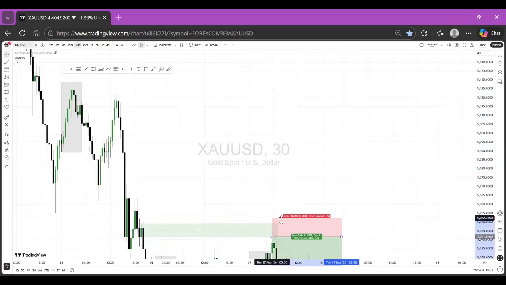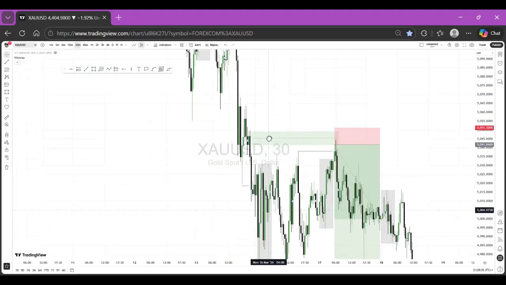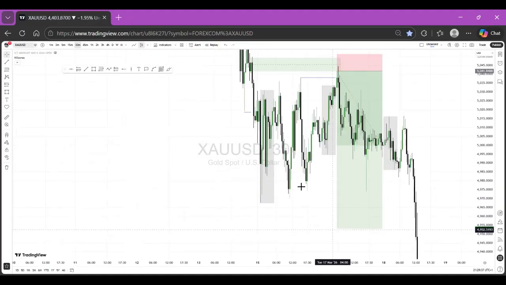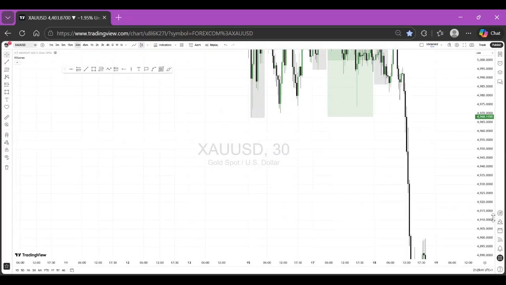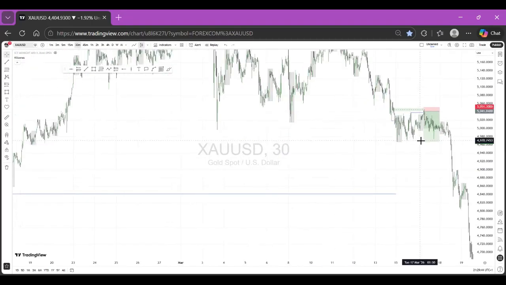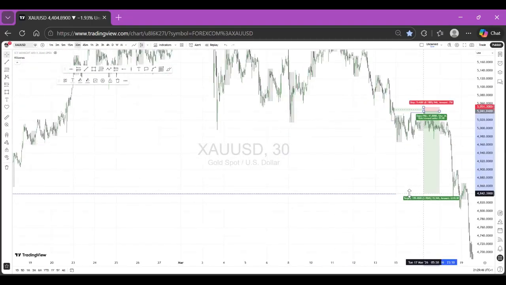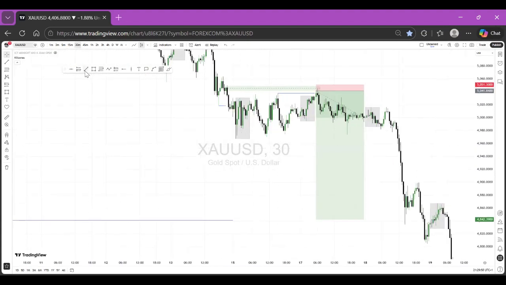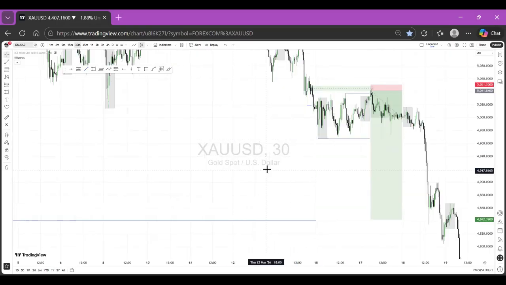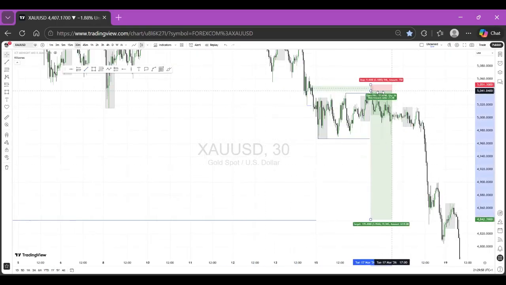targeting what? The nearest draw on liquidity, which is this. This is going to be our nearest draw on liquidity, but this is going to be our overall target. You get my point. So this is the breakdown of the trade.